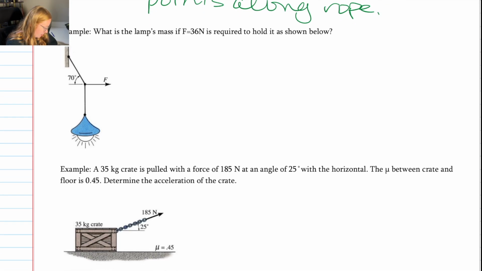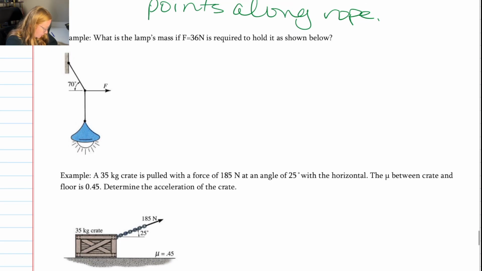Okay, so in this example, we have a lamp hanging from the ceiling. It looks like there's some sort of bar coming out of the wall that's keeping the lamp at that angle. And we see the force of the bar pushing to the right. So let's draw a free body diagram. We have force of gravity pulling down. We have the force pushing it out of the wall from that bar, whatever that is. And then we also have a tension at an angle of 70.